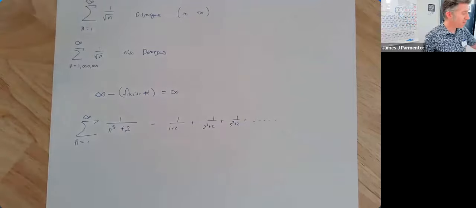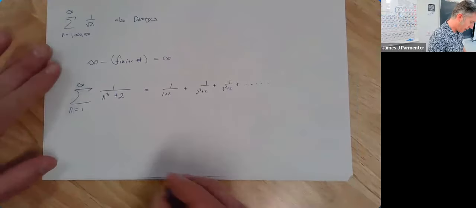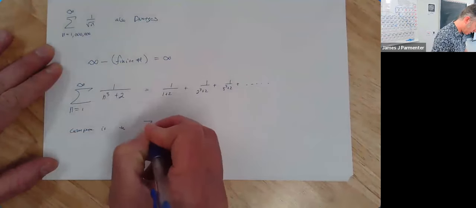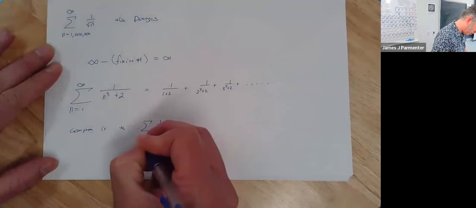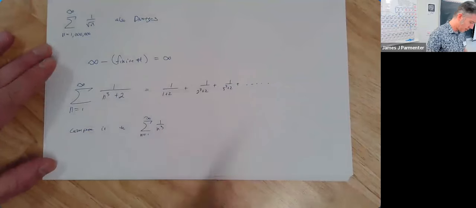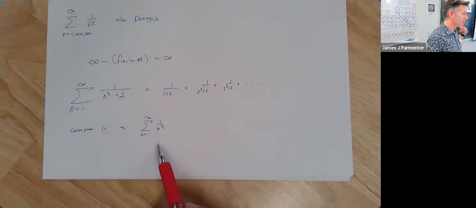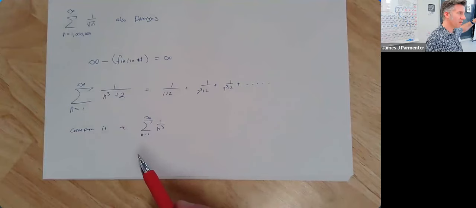Well, I'm going to compare this to something that's very similar. Let's compare it to the sum of 1 over n cubed, from n equals 1 to infinity, which we all happen to know has what kind of behavior? Is this series here convergent or divergent? You can give me a thumbs up if you think it converges, a thumbs down if you think it's divergent.